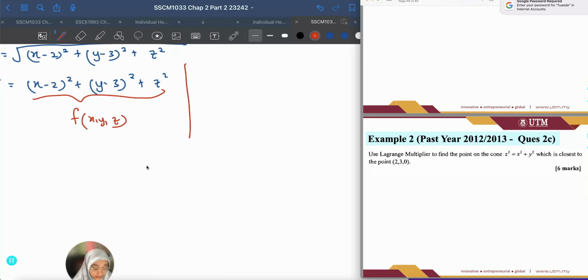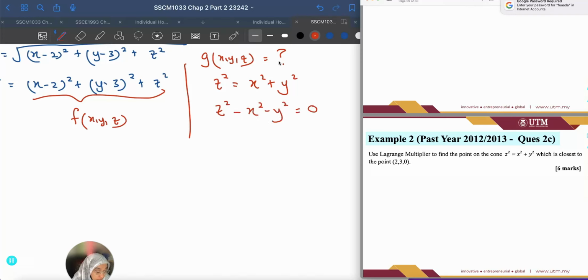From the explanation there, you have z equal to x squared plus y squared. Now we're talking about the constraint. We want to create the g. What is the g from the information provided? We know that g is equal to k, so k can be any number, so we can have a 0 as well. So what you can do here, you just rearrange: z squared minus x squared minus y squared equal to 0. Now this is your g in terms of x, y, z. So we don't bother about the value here.